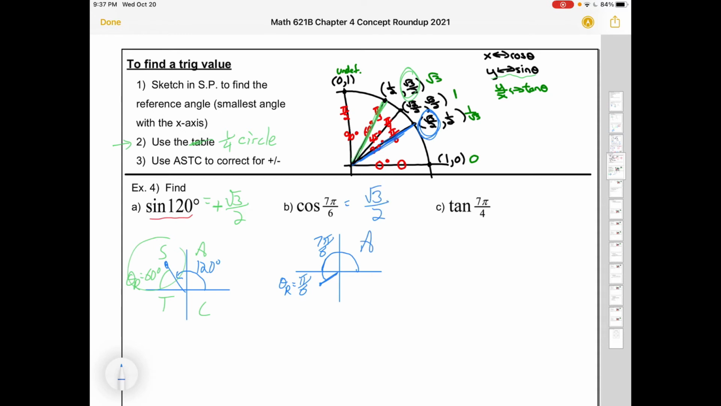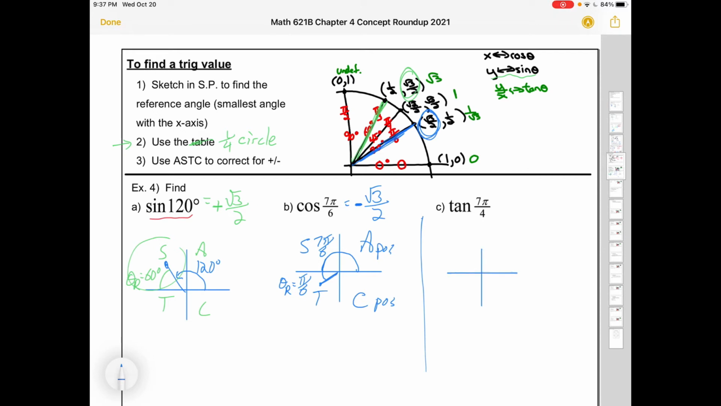And now we have to decide, in this quadrant, is cosine positive or negative? And you can see here, it's positive in quadrants 1 and 4. It's negative back here. So the answer here should be negative root 3 over 2. Lastly, tan of 7 pi over 4.